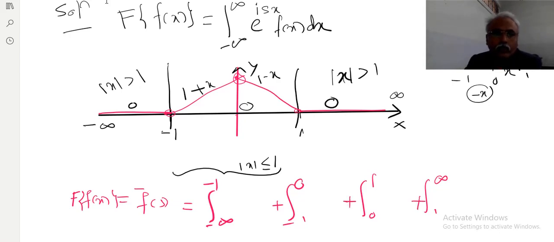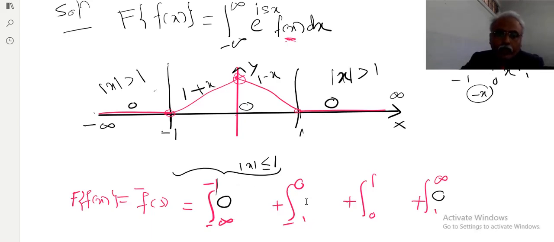Write the respective f of x values, keeping e raised to isx as it is. So what are the respective f of x values? From minus infinity to minus 1, f of x is 0. That means here I have to write 0. Similarly, the last part, 1 to infinity, is also 0.